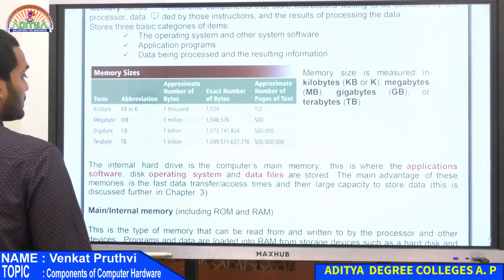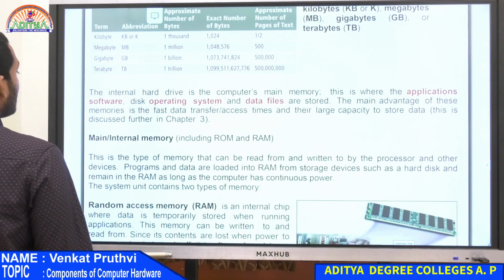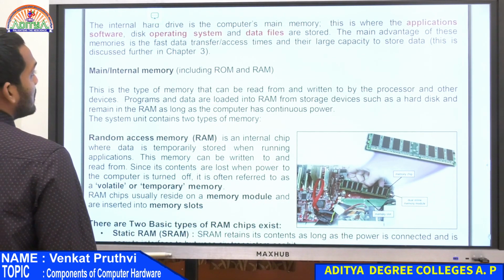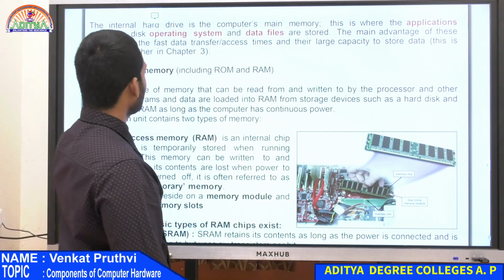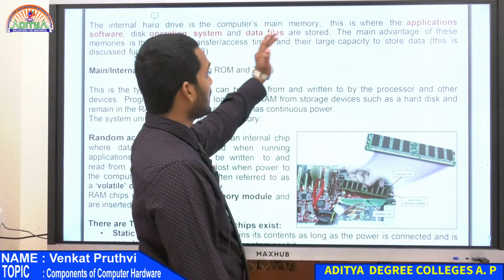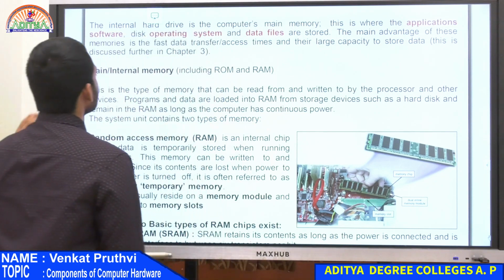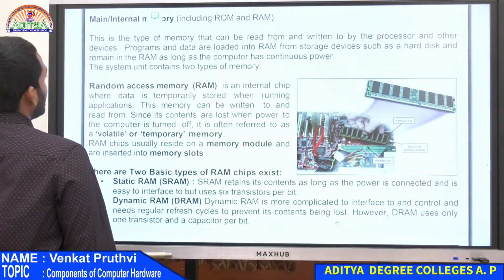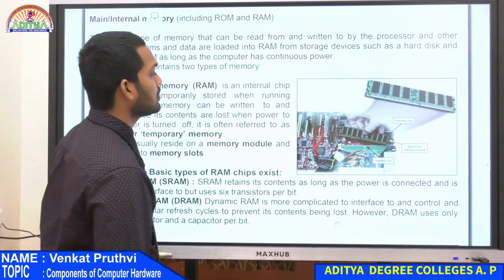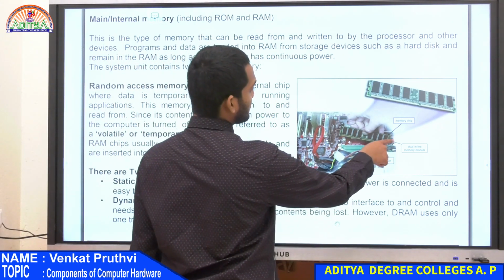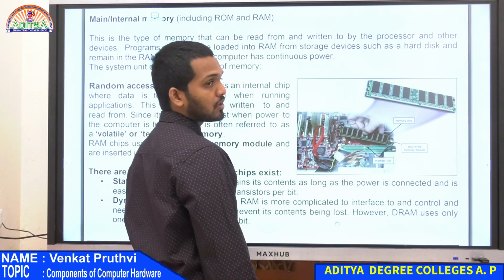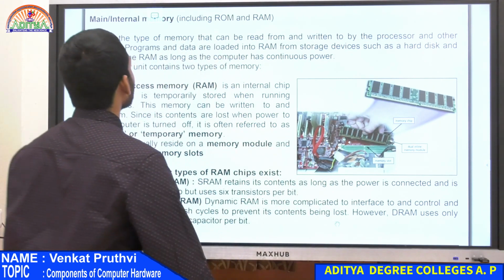The internal hard drive is the computer's main memory. This is where the application software, disk operating system, and data files are stored. The main advantage of these memories is the fast transfer or access and their large capacity to store data. So this is about main internal memory including RAM and ROM. We all know what this RAM memory chip looks like. This is how your RAM, your primary memory chip, looks.